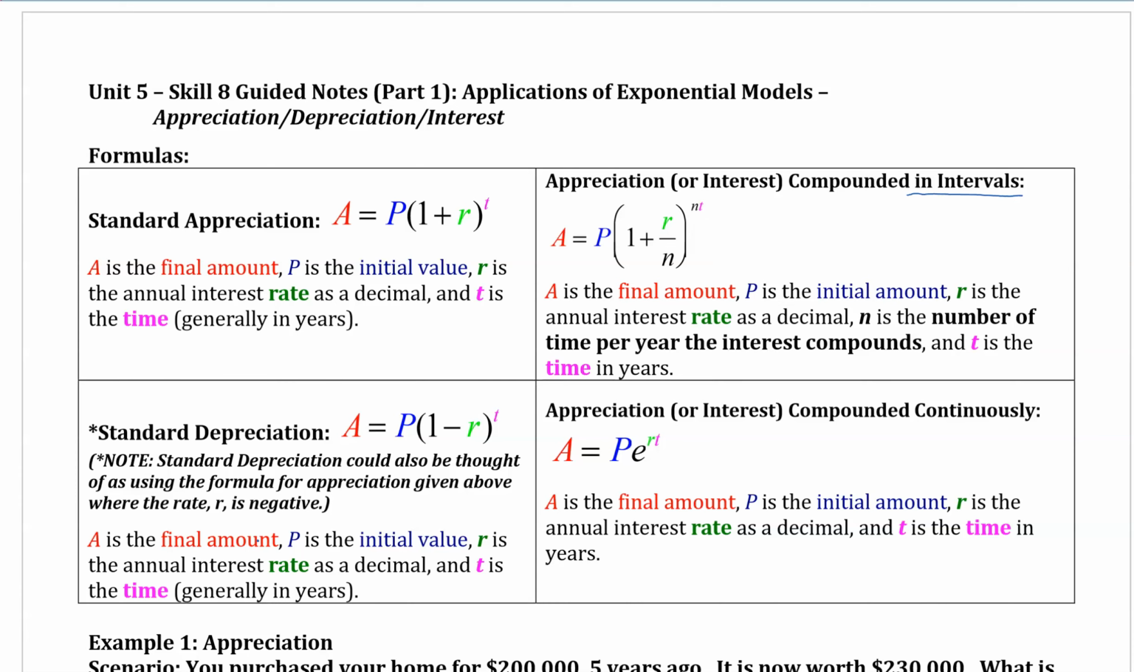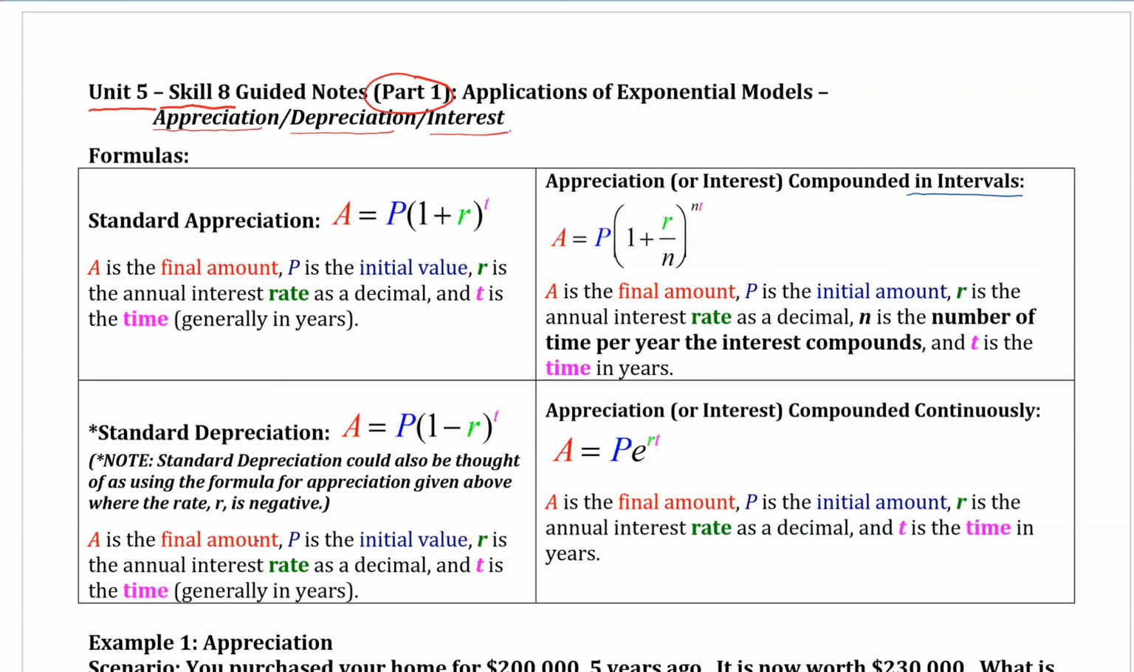Welcome class to our guided notes section on Skill 8 from Unit 5. This will be on just part 1 of applications of exponential models. We'll be focusing mostly on appreciation, depreciation, and compounding interest in this example set.